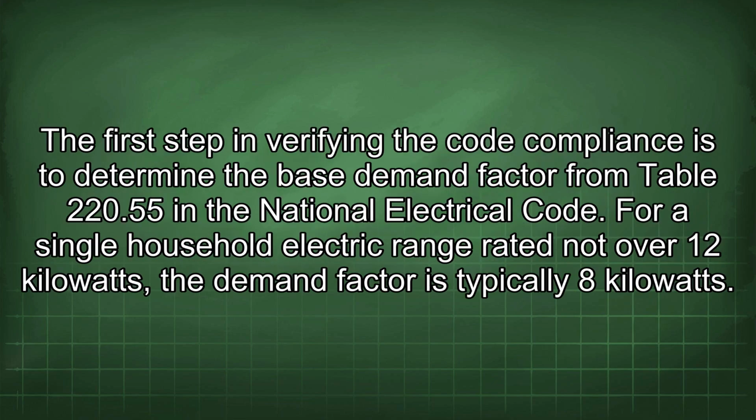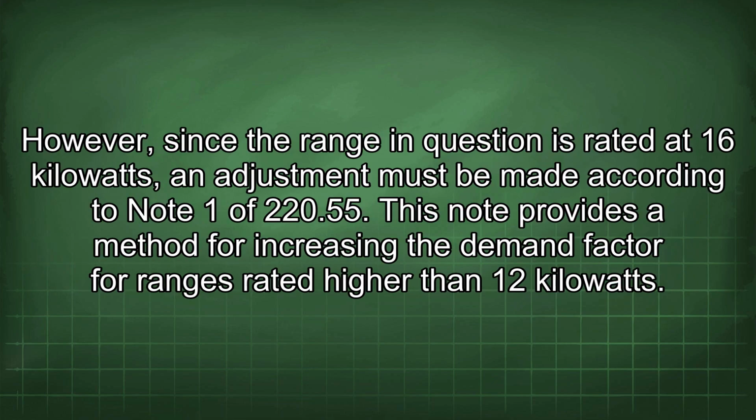The first step in verifying the code compliance is to determine the base demand factor from Table 220.55 in the National Electrical Code. For a single household electric range rated not over 12 kilowatts, the demand factor is typically 8 kilowatts. However, since the range in question is rated at 16 kilowatts, an adjustment must be made according to Note 1 of 220.55. This note provides a method for increasing the demand factor for ranges rated higher than 12 kilowatts.